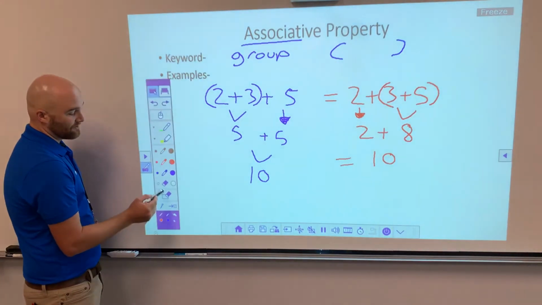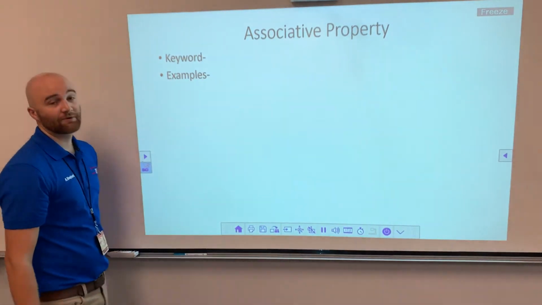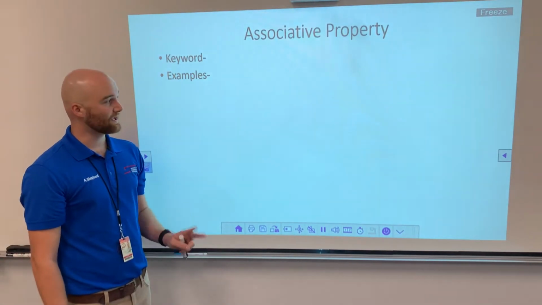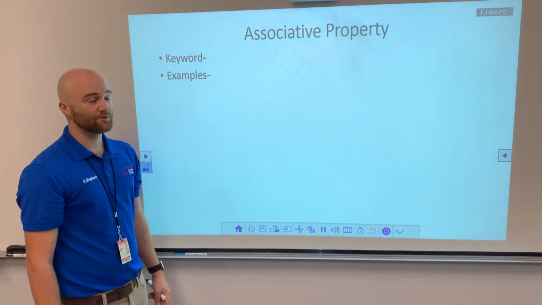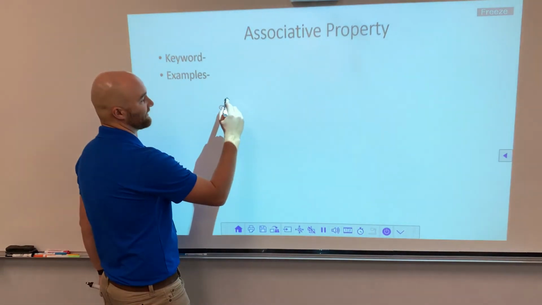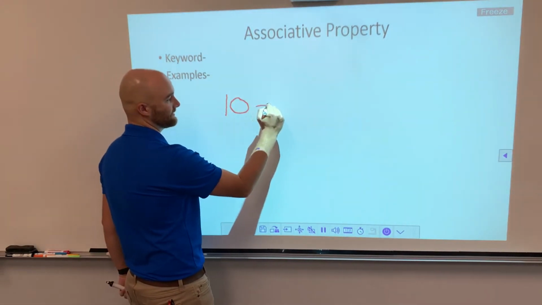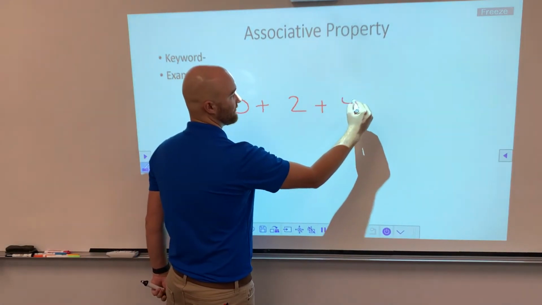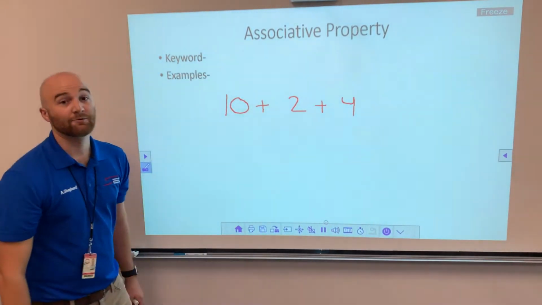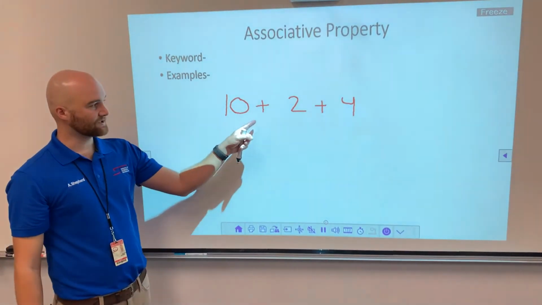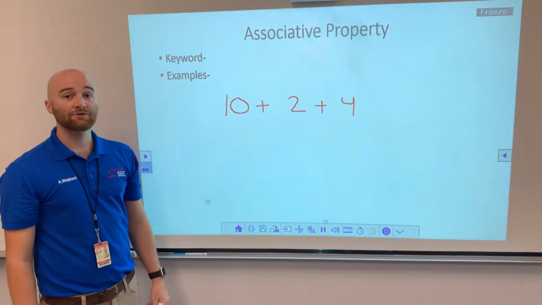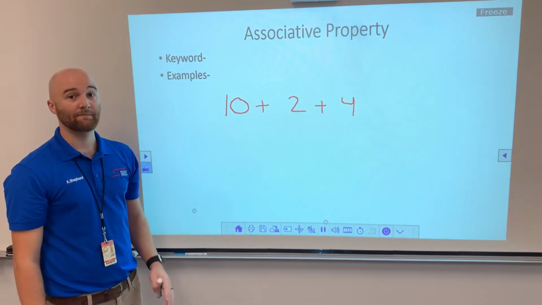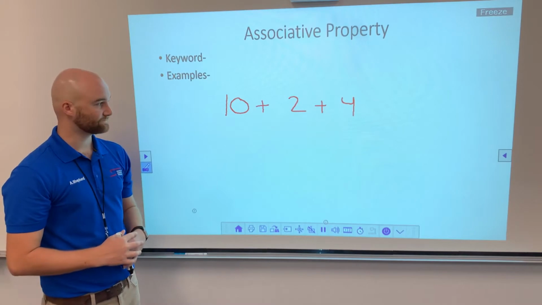Now I'm going to give you an opportunity to try one. So I'm going to write out some numbers, and I want you to come up with 2 different ways of associating those numbers. So let's say now that I've got 10 plus 2 plus 4. I want you to write down 10 plus 2 plus 4, and I want you to come up with 2 different ways that you could group them together. Go ahead and pause the video and do that now.